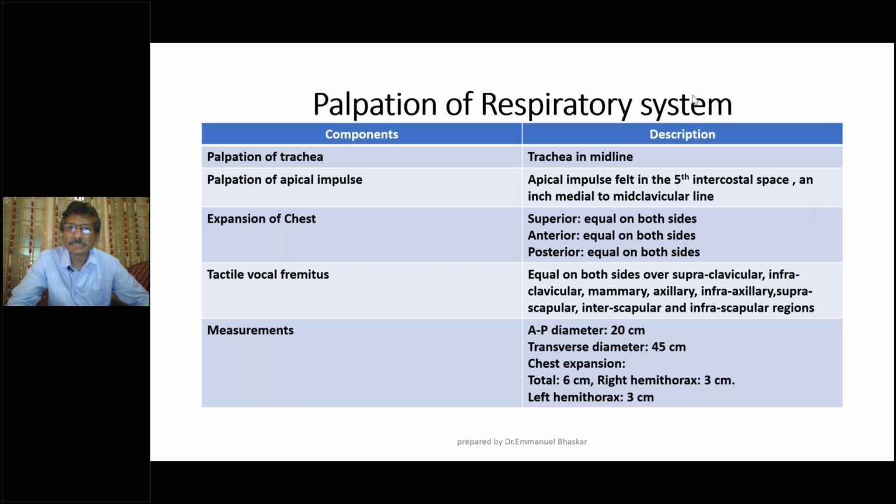Okay. Is description of the palpation clear? Description of palpation of respiratory system in a normal individual. Is it clear? Okay. Now going into the percussion.